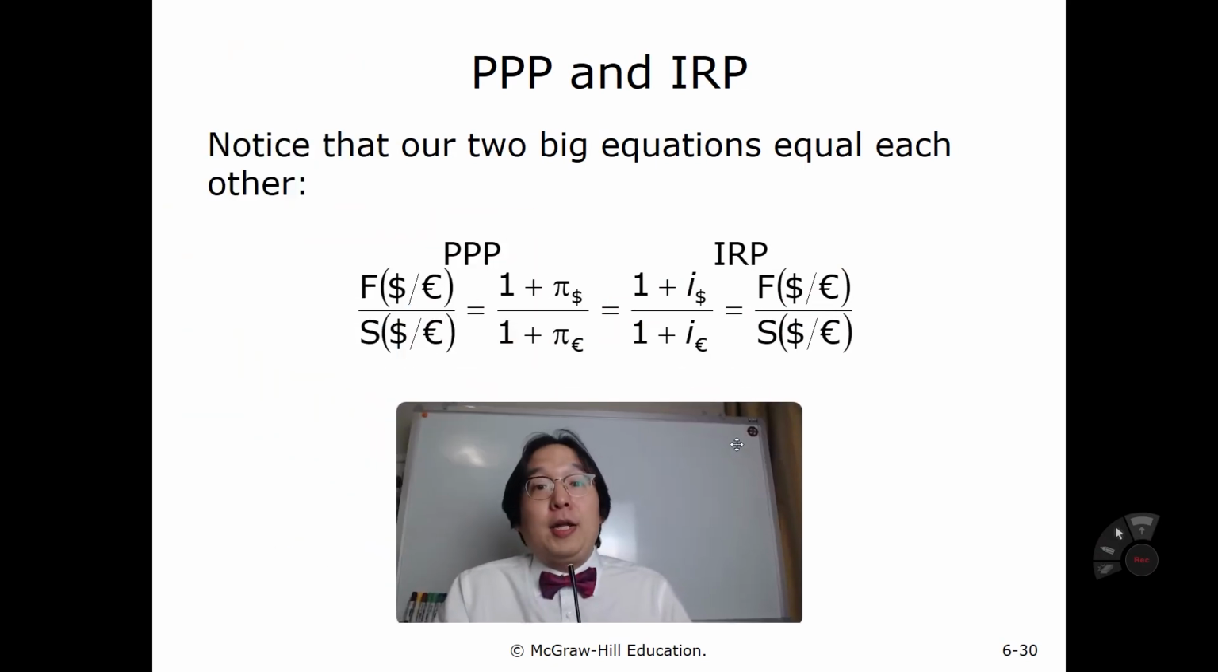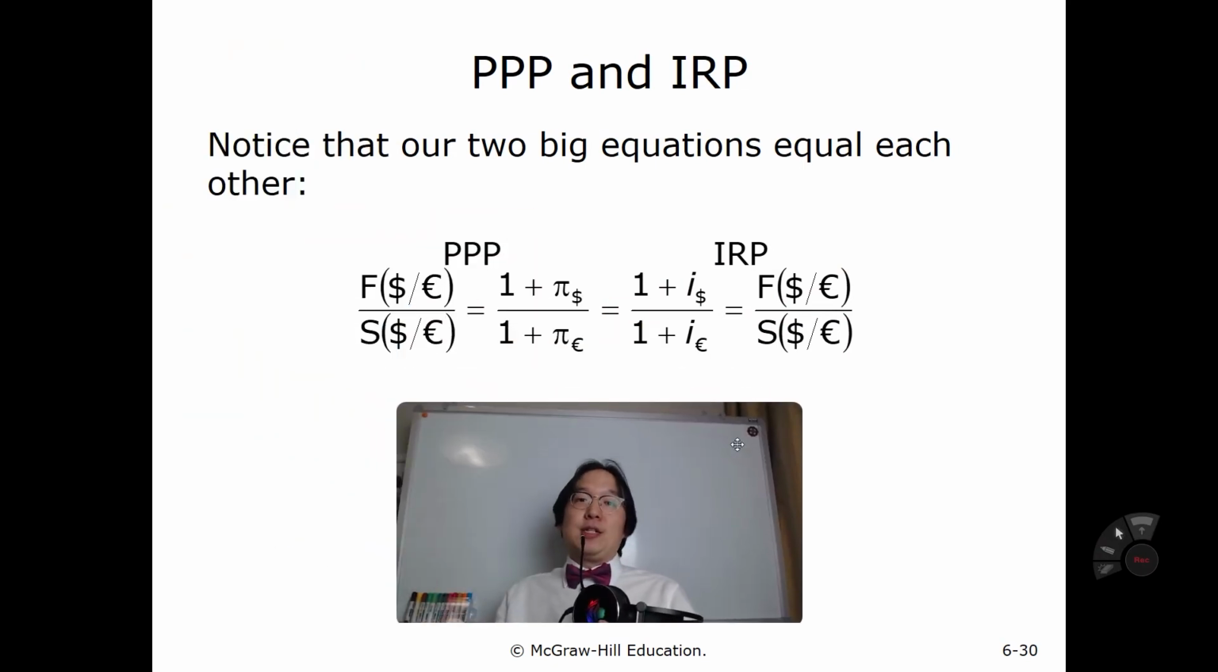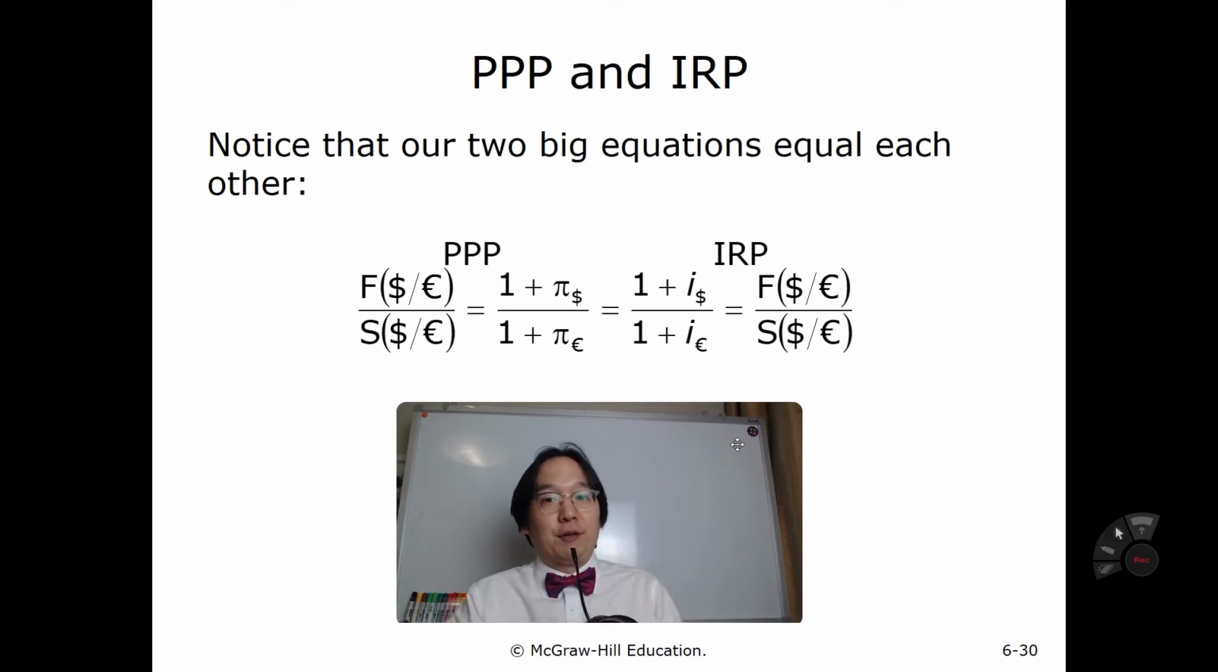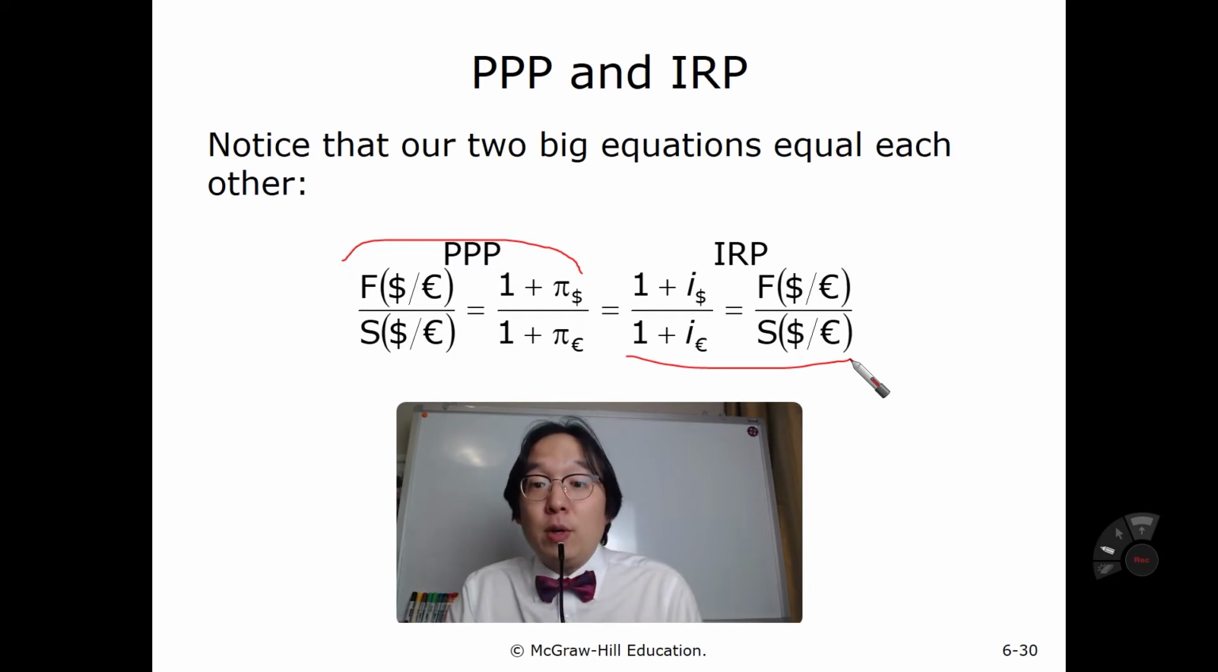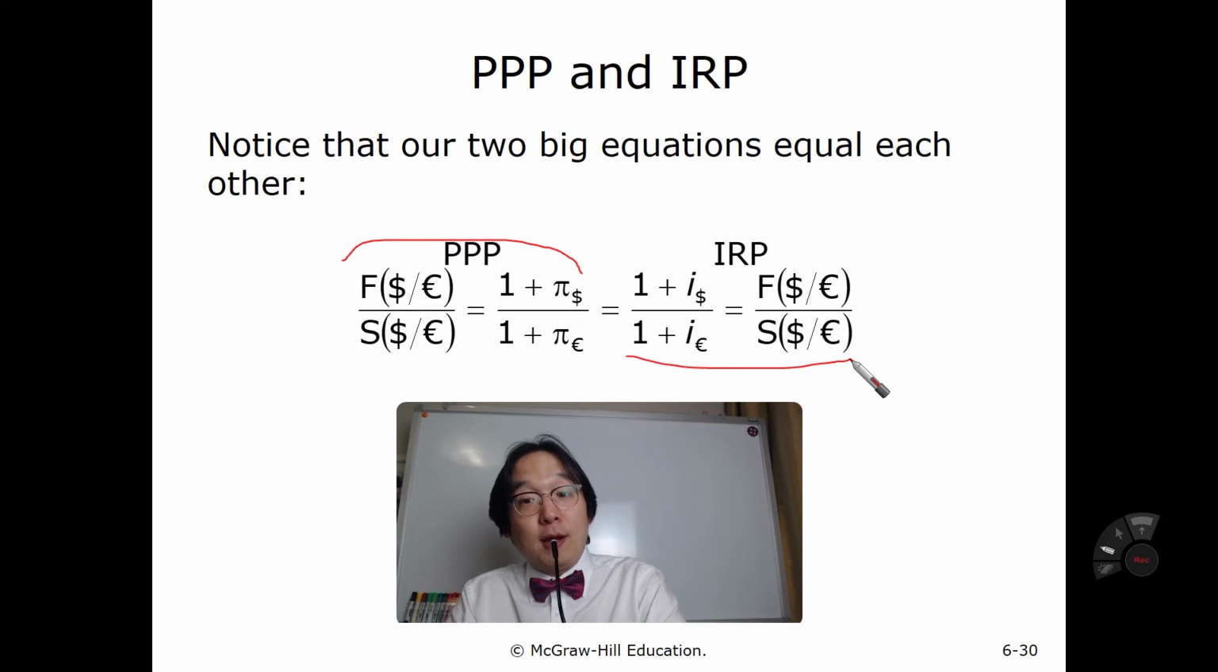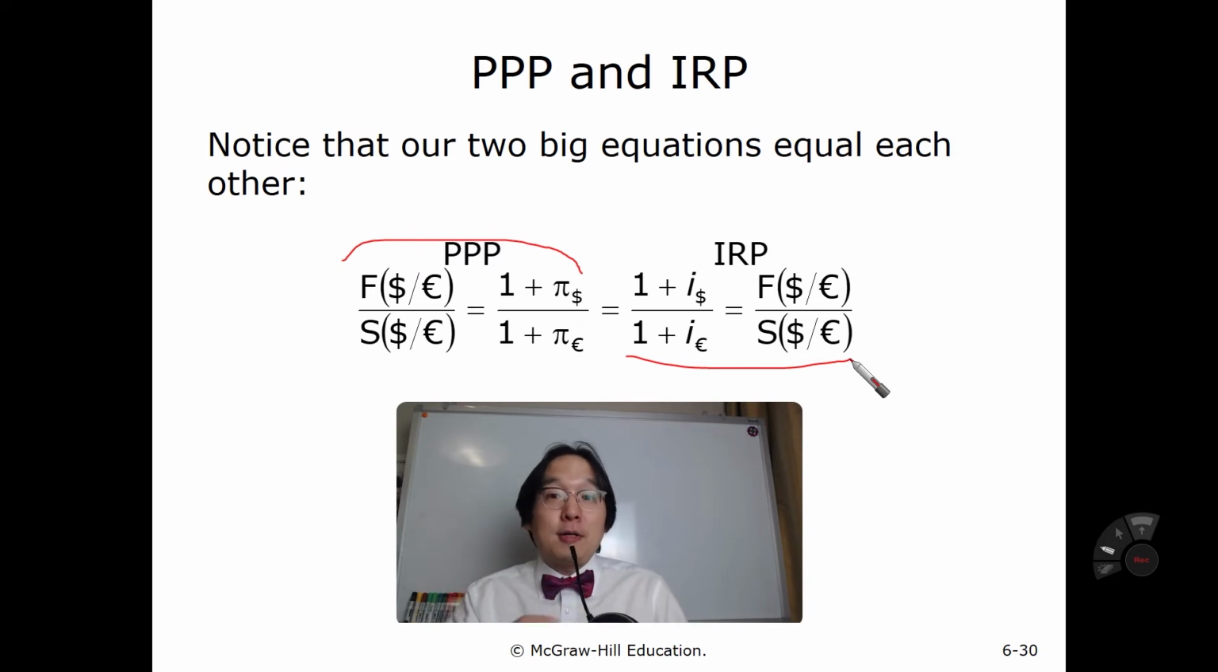PPP and IRP, notice that our two big equations equal each other. In PPP, we have purchasing power parity: this relation using the inflation rate. The forward rate to spot rate relation is explained by the ratio of 1 plus inflation rates. And the interest rate parity that we learned before tells us that the forward rate to spot rate is equal to the ratio of 1 plus interest rate in the respective currencies.